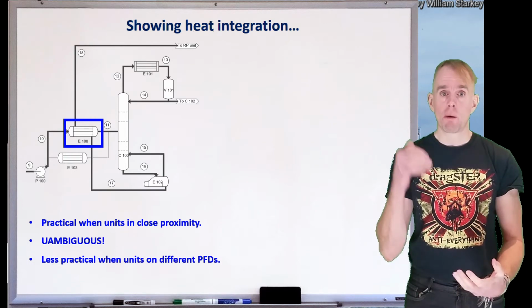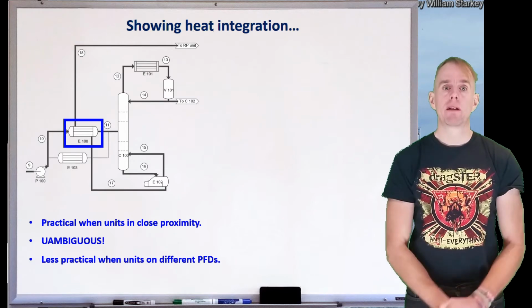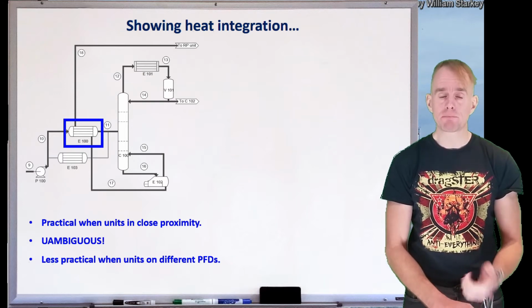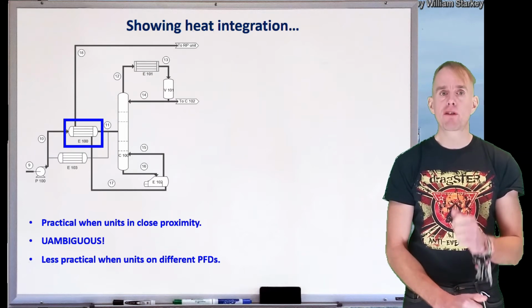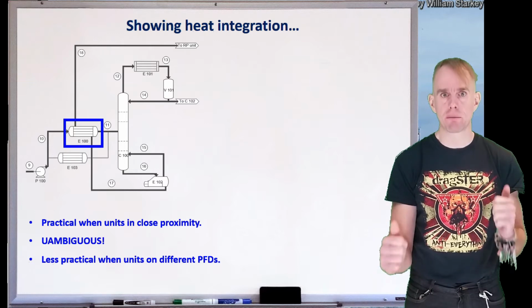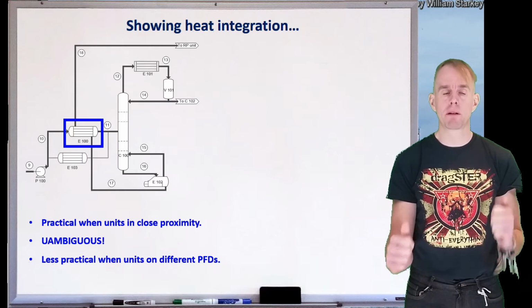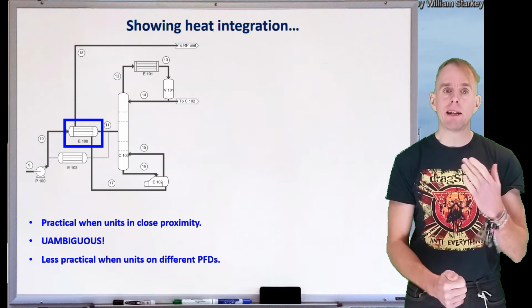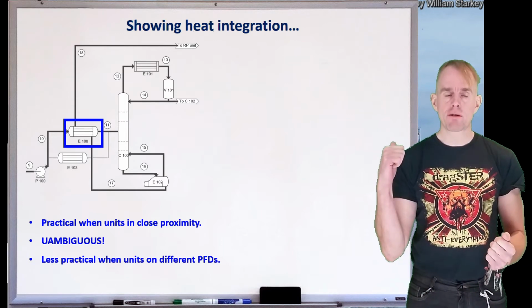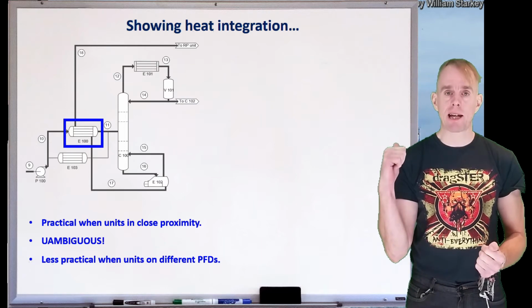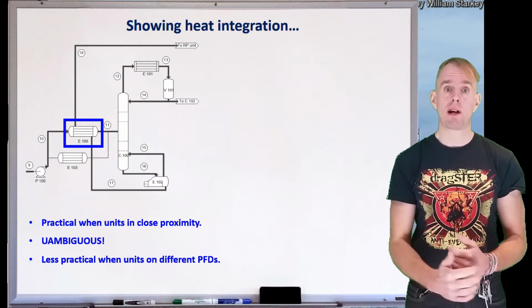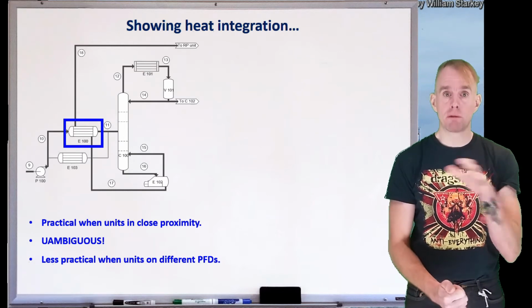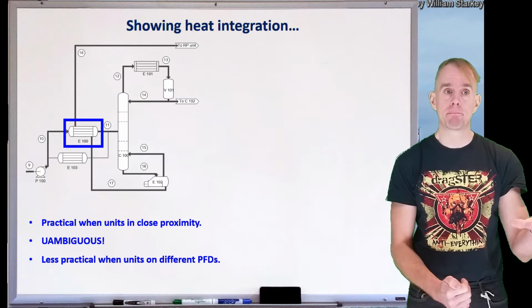Have the heat exchanger with the process stream coming in on the service side. It's very, very clear, it's unambiguous. However, if you're heat integrating across several different process flow diagrams, for example, if we were using the residue not from this column, but from another column in a different part of the process, illustrating heat integration in this manner can be unclear because you have streams leaving a process flow diagram, performing one operation on a different process flow diagram before going back again.